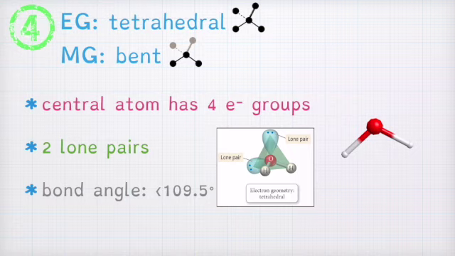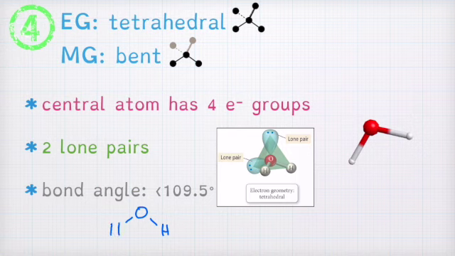So this is the other way to arrive at a bent geometry. Water is probably the most important example of this, where there are 2 lone pairs on the oxygen, and then you have the 2 hydrogens, and together it forms a bent shape. And this is why I always write the Lewis structure of water as having a bent shape, just out of habit.